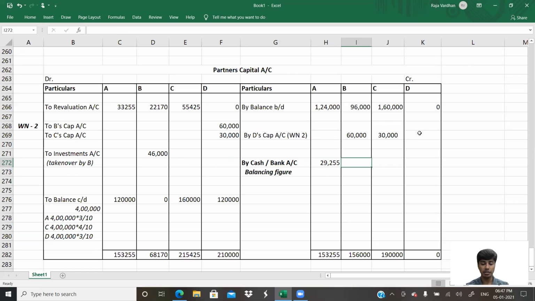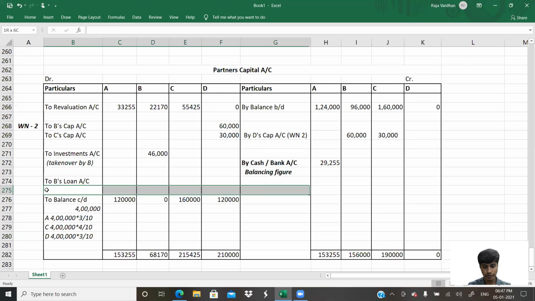Okay. How about B? B is a retiring partner. Balancing figure should go to loan. So I would write here to B's loan account. There's no more a partner. You cannot have a balancing figure. Yes, I hope you got that point.